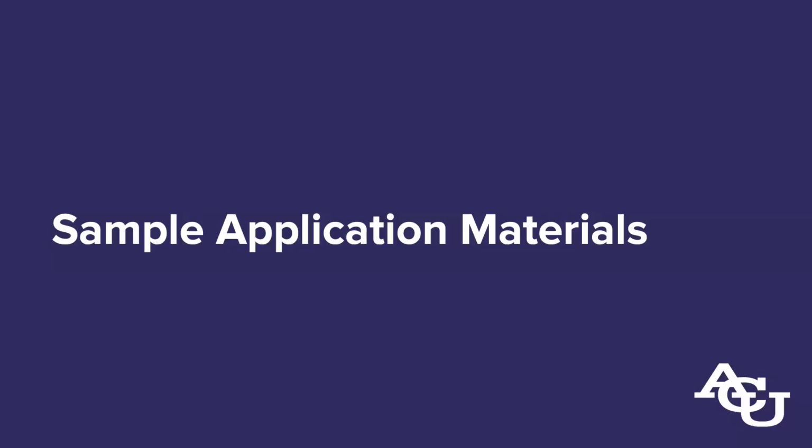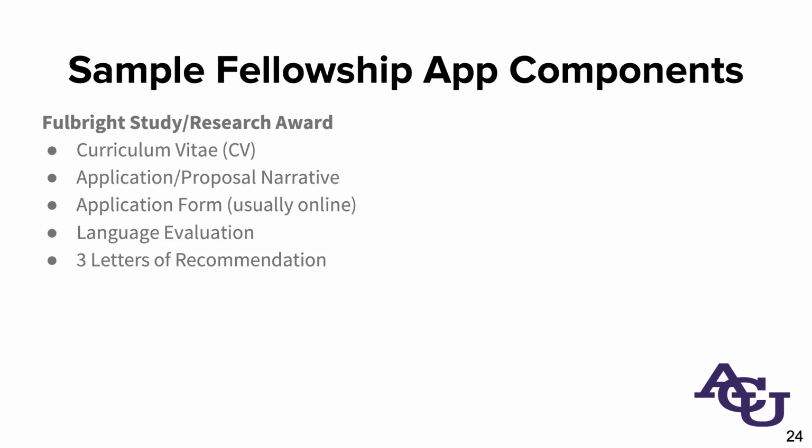So before we go into anything else, let's talk about what application materials look like. Because almost all fellowship applications will ask for these materials for study or research abroad. So in my case, I received the Fulbright Faculty Scholar Award to do study and research abroad. It required that I give them curriculum vitae, an application or proposal narrative. There's an application form that I filled out that was online. In many but not all cases, it requires a language evaluation, and then 3 letters of recommendation.